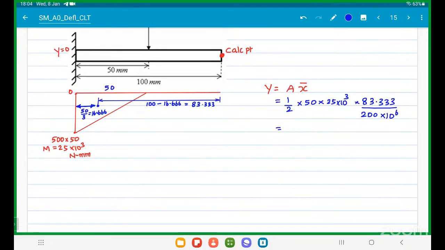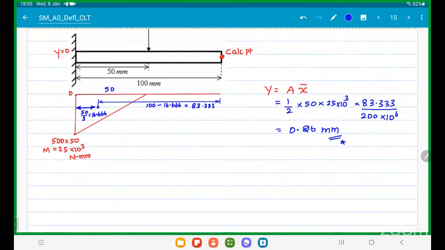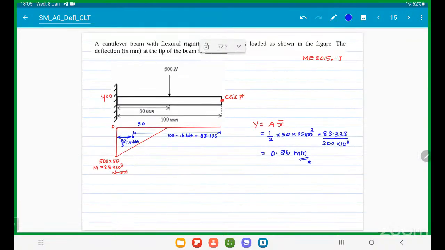After including EI, I think Abhay has given before EI, after. Okay, correct. The answer is correct. 0.26 mm. Correct answer. Very good. So I think now you are clear how to use the moment area method, right? Next question.